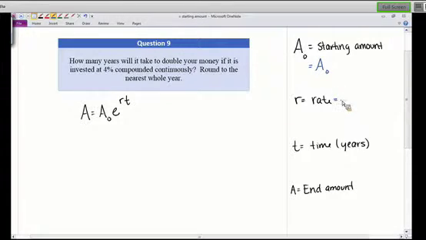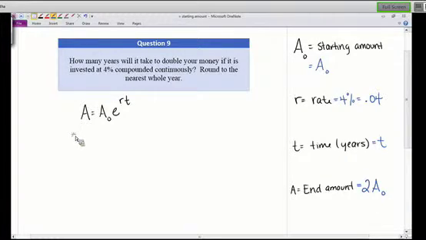Our rate, which is 4%, we want to convert into a decimal. You can never use the formula with a percentage, so you want to convert your percent into a decimal, which will give us 0.04. Now, time in years, we do not know, so that's going to equal T. And our ending amount, we want to double what we started with, so A will be represented as 2 a sub 0, 2 times our starting amount.